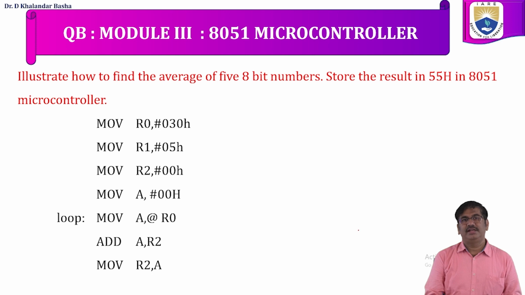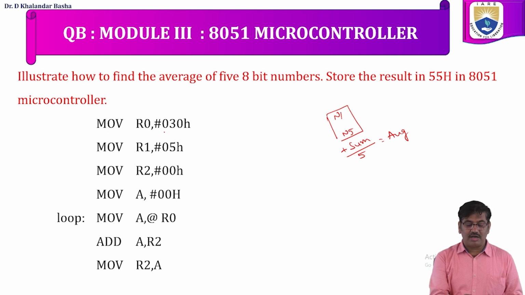Next we will illustrate how to find the average of 5 8-bit numbers, and the result we have to store in 55H in the microcontroller. So here we have the 5 8-bit numbers. We are going to add num1 to num5 to generate the sum. Then we will divide this by 5 to get the average.